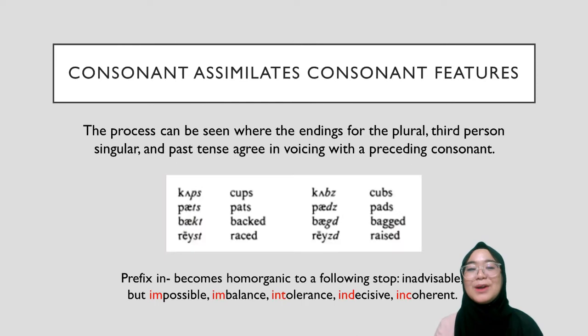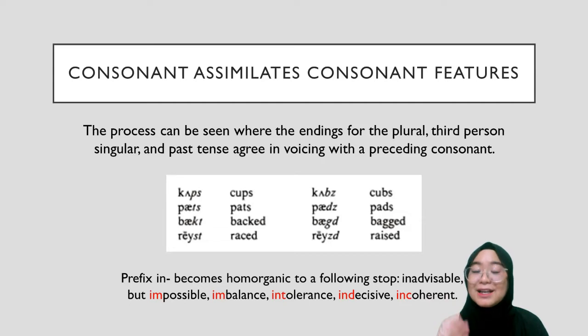Next, let's talk about consonant assimilates consonant features. The process can be seen where the endings of the plural, third person singular, and past tense agree in voicing with the preceding consonant. So we have the examples there: cup, pat, back, raised, which are different from back, raised, cup, and pat. See, pat and pat, cup and cup, bake and bag.